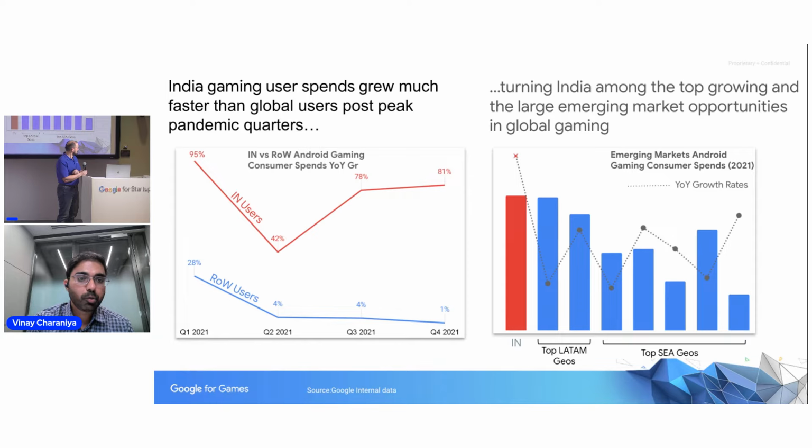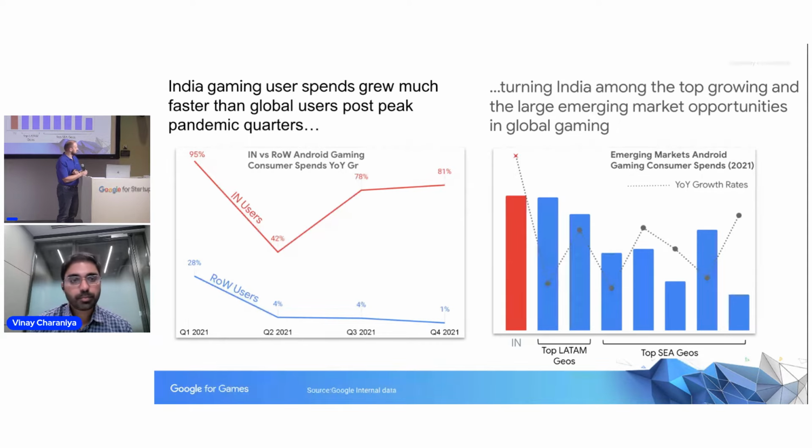So, if I look at Q1 2021 onwards, which I would typically call the post-peak pandemic quarters, there were significantly high double-digit YOY growths for Indian gaming spend. So that's 95%, 78%, 81%. And if you compare it with the rest of the world, that is in single digits. So India is a massively growing market.